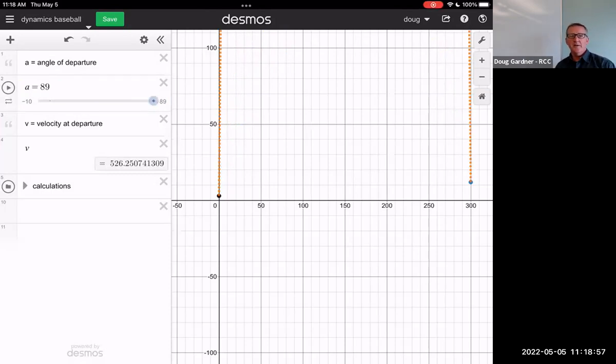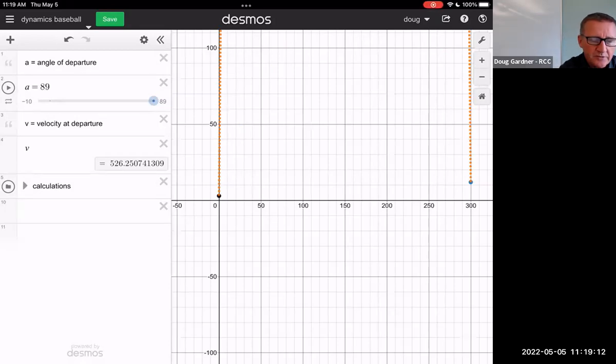Yeah, so if you hit it straight up, it'll come back and hit you on the head. So you can't actually hit it at 90. Does that make sense? But you can hit it at 89.99999. And you can see it's going off to infinity again.